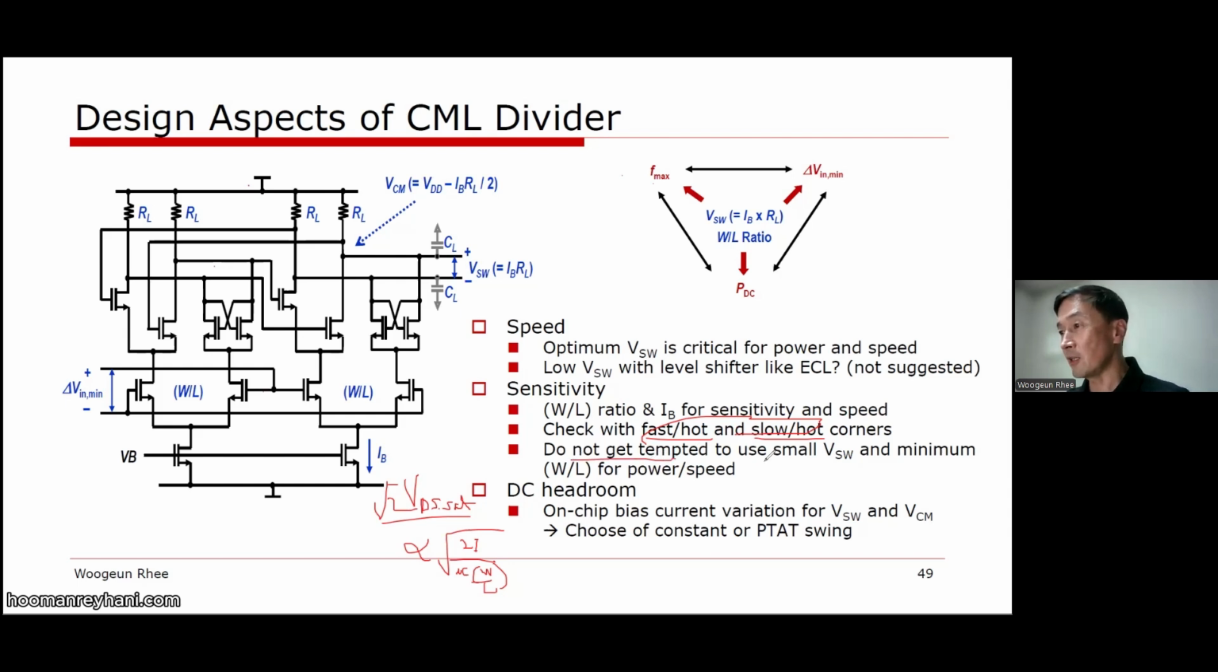And never ever get tempted to use small SW. Once you have an input sensitivity issue, maybe this one cannot flip, so the divider cannot work. And you have a problem, because this is caused by the W ratio as well. So simply increasing the current or increasing the supply voltage may not help much to solve the problem. Then the divider doesn't work, your PLL will be dead, and this is a very serious problem.